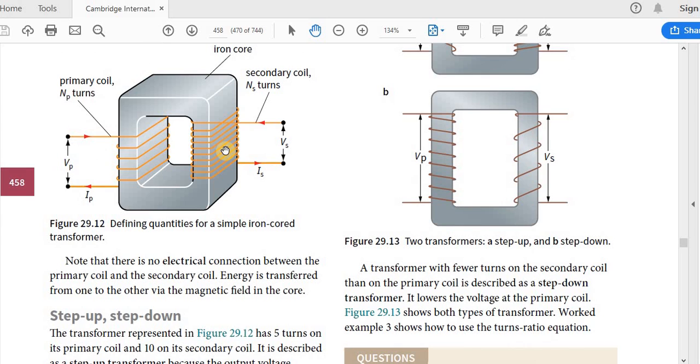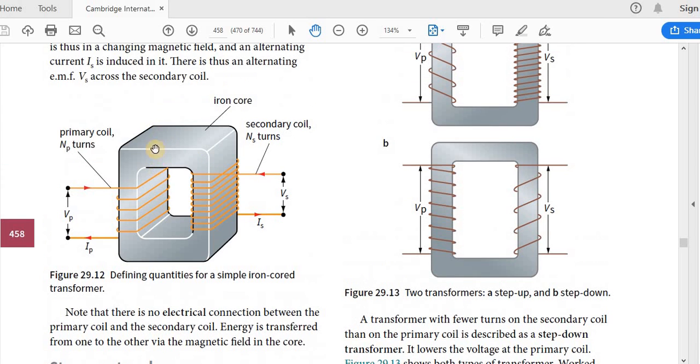Defining quantities for a simple iron core transformer. Here we use a soft magnetic material, because if you use a hard magnetic material, it will be permanently magnetized.